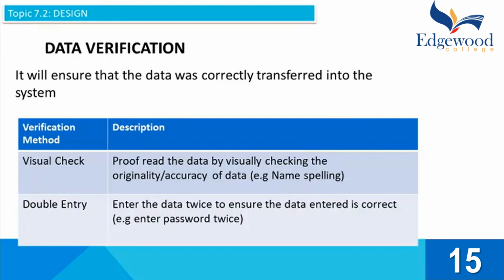Double entry means we are entering data twice to ensure data is correct. It's usually used for passwords. That's why sometimes when they tell you to enter your password, they tell you to re-enter the password again, because they want to check if what you're entering matches what has been entered before.